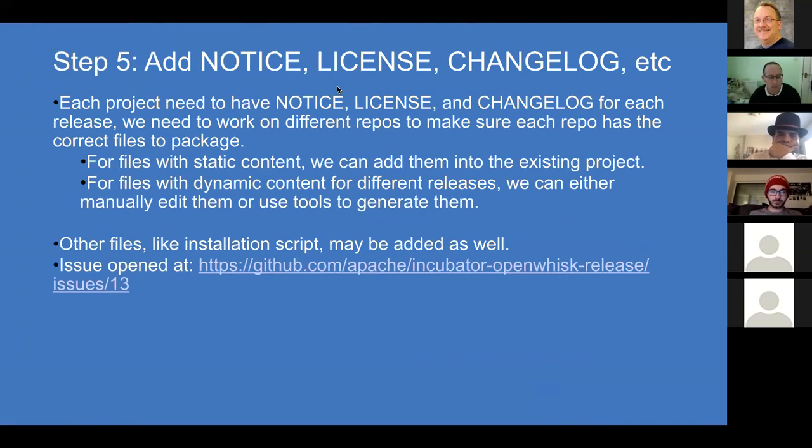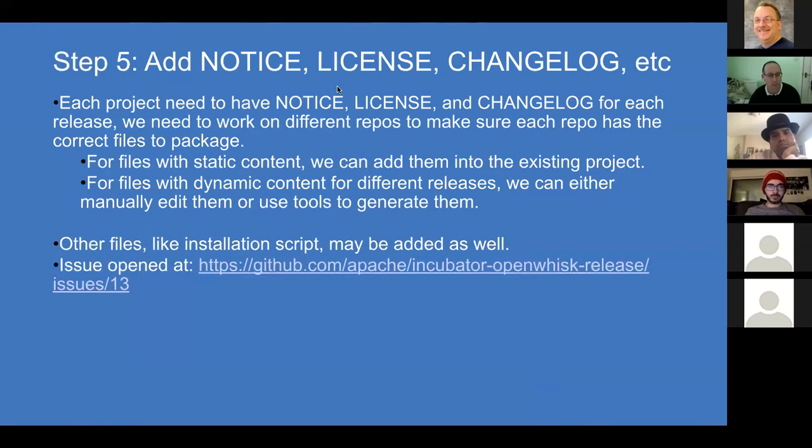Files with static content always remain the same across releases. For example, I don't think Apache 2.0 will change their header very frequently. So the license or the notice could be something static. We can definitely put them into our existing repos for each project, so each time we pack, we just make sure those two files are there.